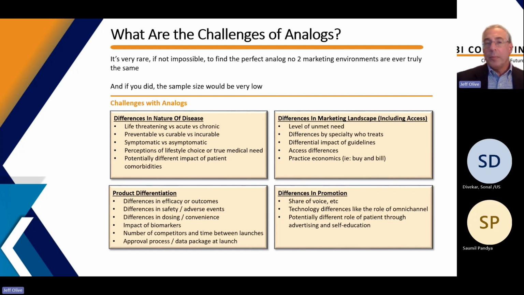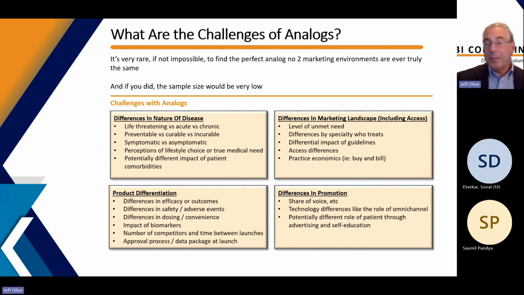Access, also very important. Typically, access only gets tighter as time passes. And so you might want to look at, well, how old is this analog? What were the access conditions when it launched? And what are the access conditions of my product going to be when I launch? And do I think it's going to be harder for me to get share based on potential differences in access? And then there's what we like to call practice economics. In some therapeutic areas, there's a buy and bill model where physicians actually make money when they sell, or the practice makes money when they sell the product to the patient, and that can affect prescribing as well.